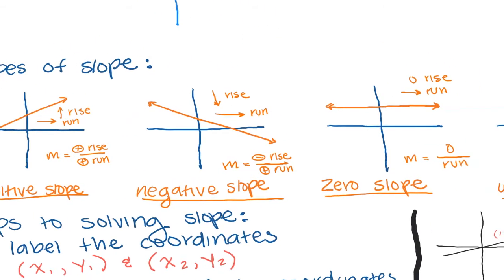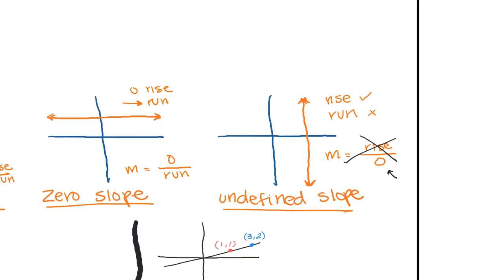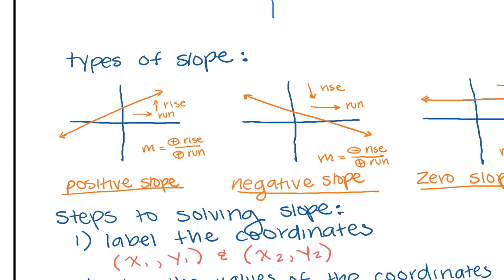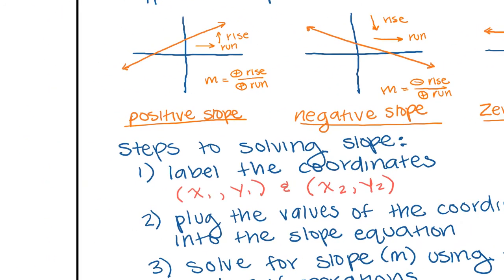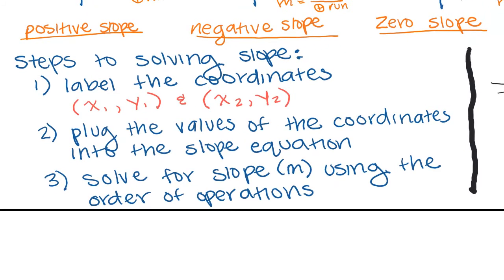Okay, so those are our types of slope. We have positive, we have negative, we have zero, or we have undefined. Those are what those lines look like for all different types of slope. Let's talk about the steps we would take to solving our slope. So these are our 3 steps to solve the slope. Again, I want y'all to pause the video at any point if you need to take some extra time to write those in your notes, because your notes should look like these.